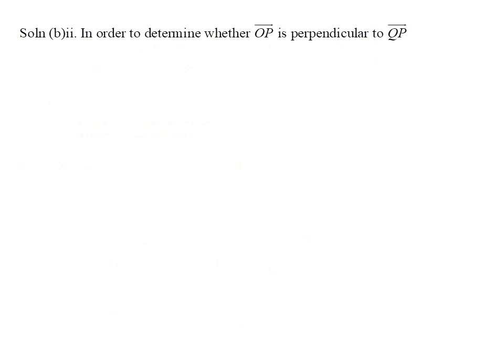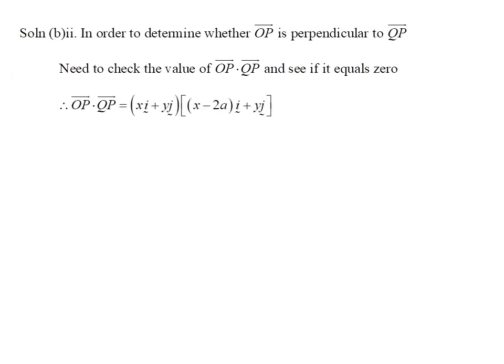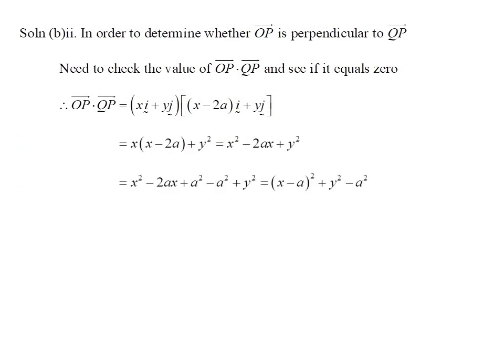Since section 2 of part B is to determine whether vector OP is perpendicular to vector QP, what we need to do is check if their dot product equals 0. So vector OP dot product vector QP can be written as (xi plus yj) dot ((x minus 2a) i plus yj), which can be simplified to (x minus a) squared plus y squared minus a squared.